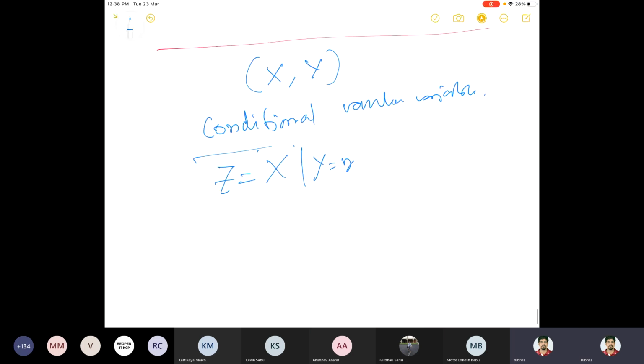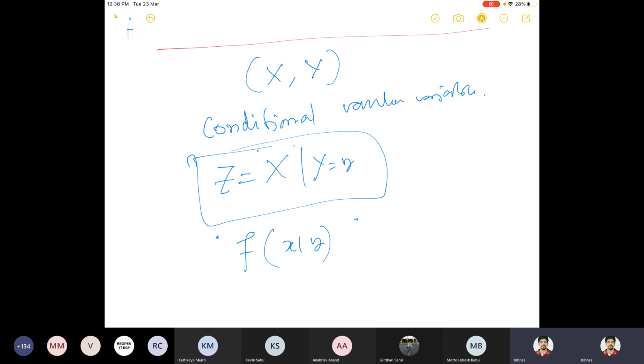So this is my random variable. Let's say this is the notation, and we already have talked about what is called the density function, x given y, the PDF of this random variable. We already know this.